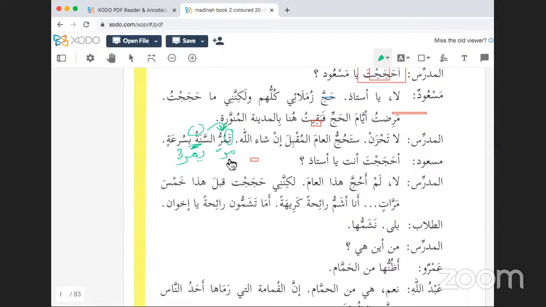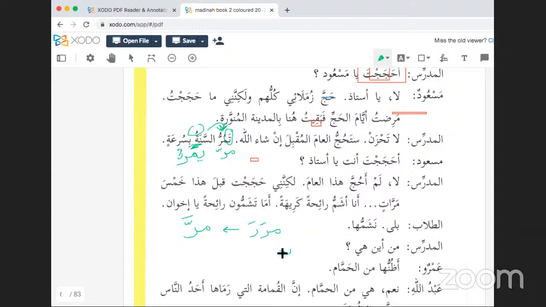Marra yamurru. So this is the same thing. The origin of the verb is marara yamruru. And you can see now how difficult it is to pronounce. Marara is difficult to pronounce. So that's why these two will go into one letter and it will become marra.